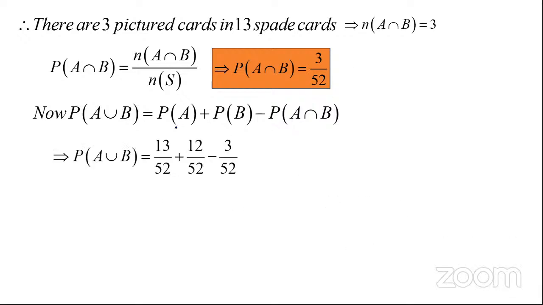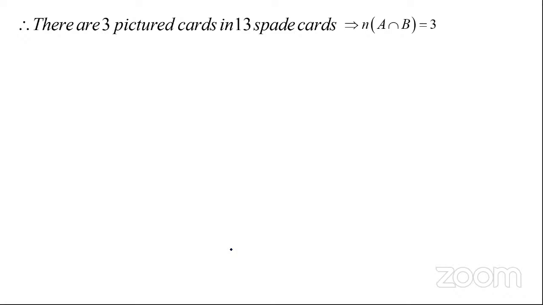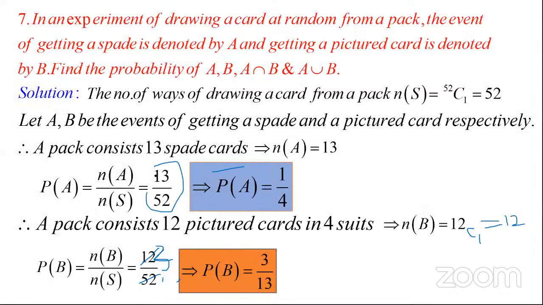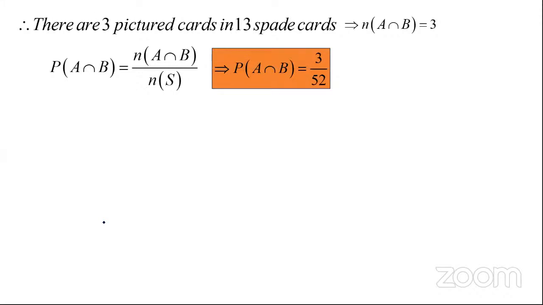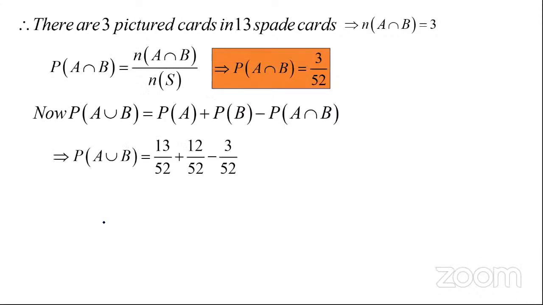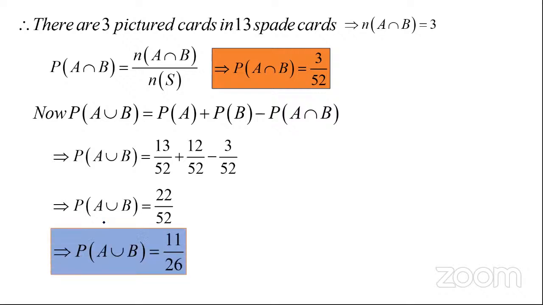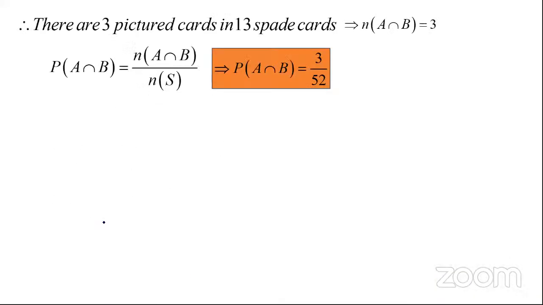P of A union B equal to P of A, value 13 by 52, plus P of B, value 12 by 52, minus P of A intersection B, value 3 by 52. There is no need to simplify the previous values, so I am taking these values. Substituting, P of A union B equal to 13 by 52 plus 12 by 52 minus 3 by 52. Take LCM as 52. 13 plus 12 is 25, minus 3 is 22. 22 by 52 is nothing but 11 by 26. That is P of A union B. So this is the answer.